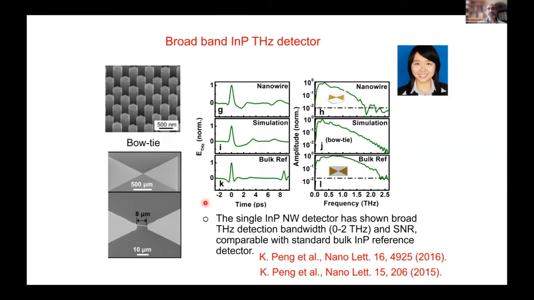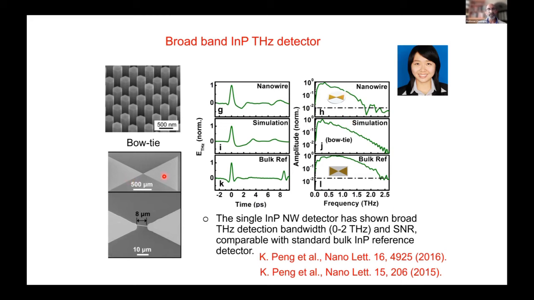Again, to cut the long story short, Kun Pang, during her PhD, demonstrated gallium arsenide single nanowire terahertz detectors, and then later on indium phosphide single nanowire terahertz detectors. You can see the broad bandwidth up to 2 terahertz or so. And you see the simulations and experimentally measured ones match very well.